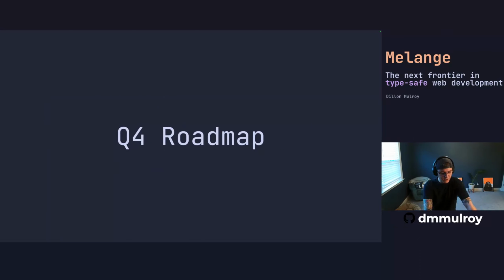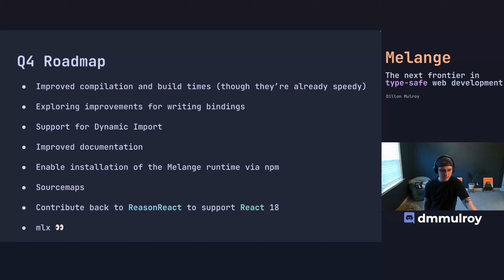So let's talk about the features coming to Melange in the short term. Let's take a look at the Q4 roadmap. Hrefs is currently funding the Melange team, and many of the core members work at Hrefs. So there is funding behind this project and this tool. Over the next couple months, they're going to be working on improved compilation and build times, though I must say it's already quite speedy. They're exploring improvements for the developer experience in writing bindings, potentially making it less verbose or less alien looking. They're adding support for dynamic imports. They're always improving documentation. They're exploring the installation of Melange via NPM. They're adding source maps. They're working on contributing back to Reason React to support React 18.